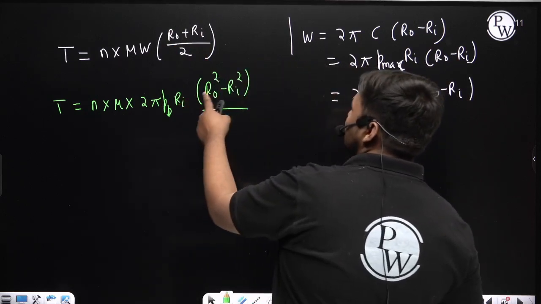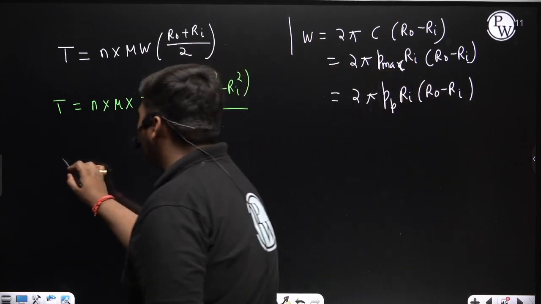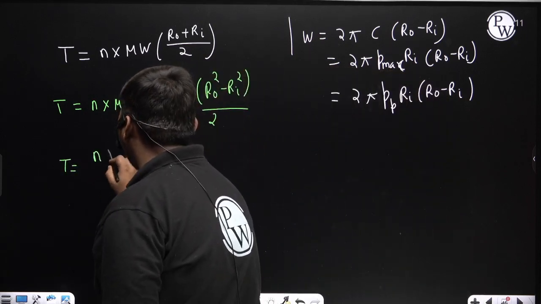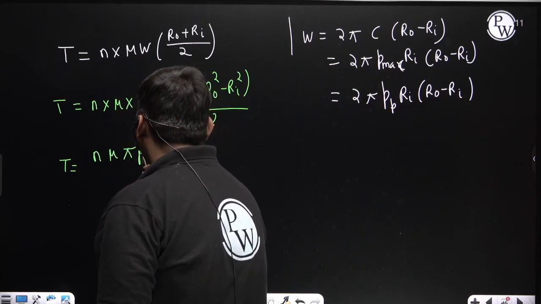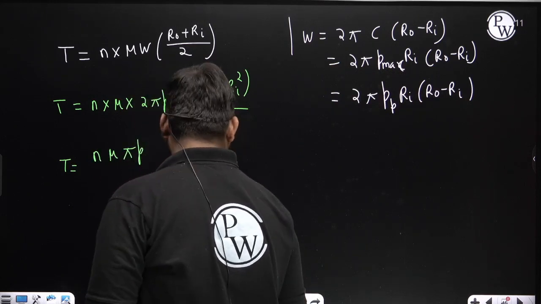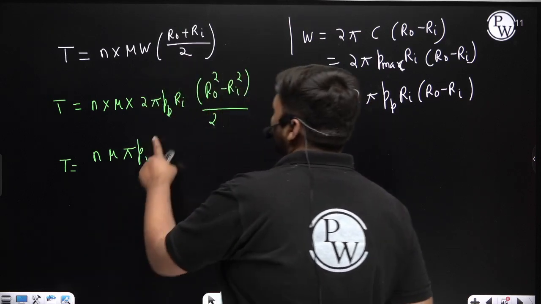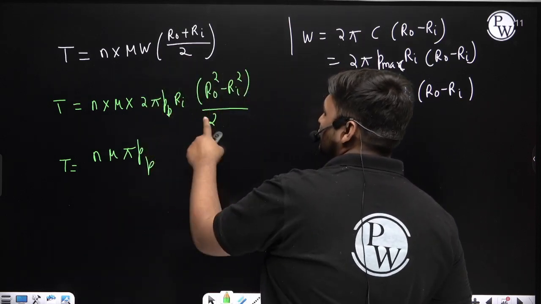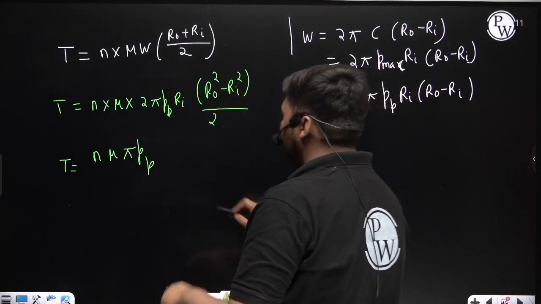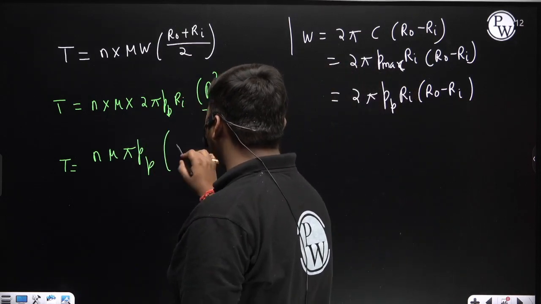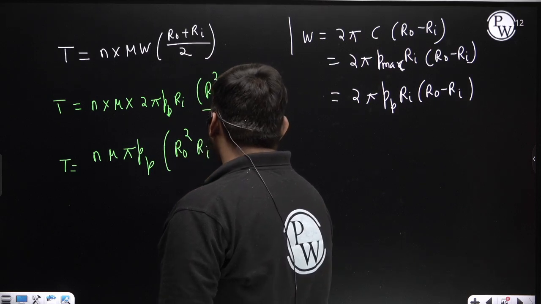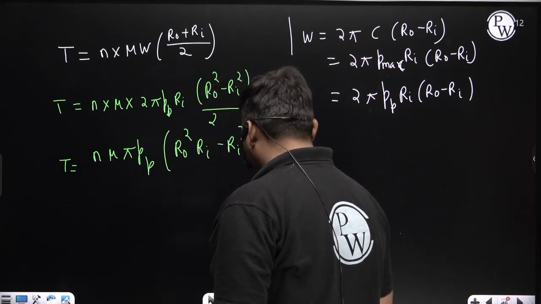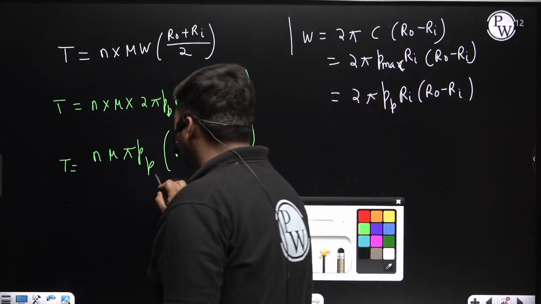Now if we bring this Ri inside this bracket, torque will be equal to N into mu, and this 2, 2 will get cancelled. So N mu pi permissible pressure, and Ri we are bringing inside this bracket, so it will be R0 square Ri minus Ri cube. Now here this term is constant.